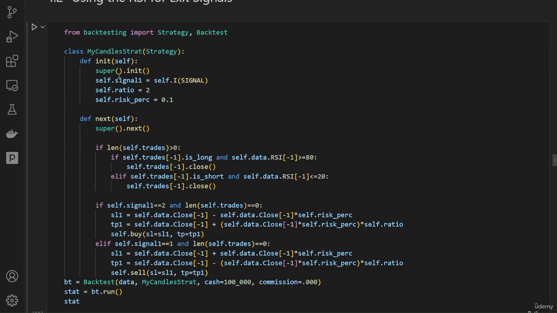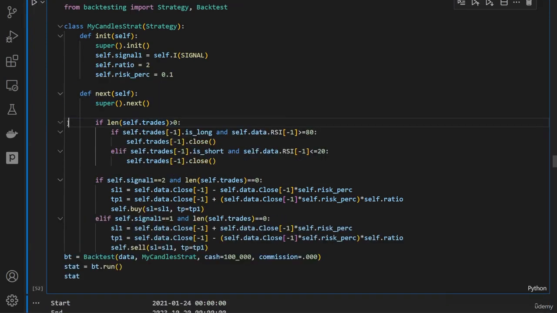So again, I'm using the class myCandles strategy. We're defining this risk percentage and then the ratio. Now at the beginning of the class right here, in my trading function, if the length of self.trades is positive, so if I have any opened trades on the market, I'm going to check if the last trade is long. Is it a long position?